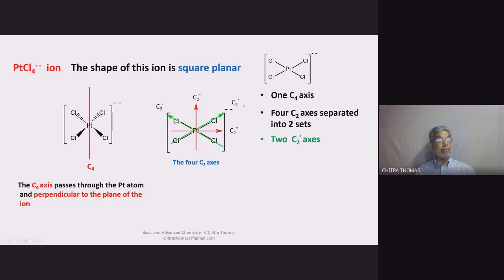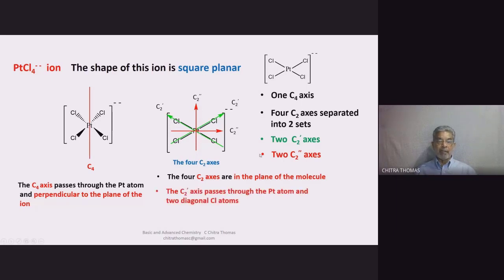Now you try, explain the C2 prime axis. The C2 prime axis passes through what? All the four are in the plane of the molecule. The C2 prime axis passes through the platinum atom and the two diagonal chlorine atoms, whereas the C2 double prime passes through the platinum and bisects the chlorine, platinum, chlorine bond angle.